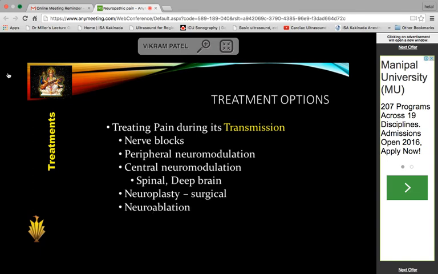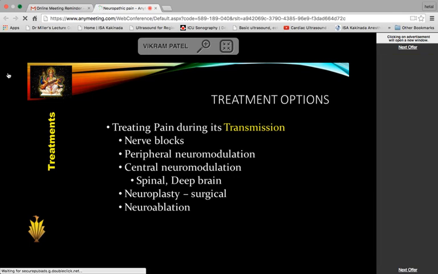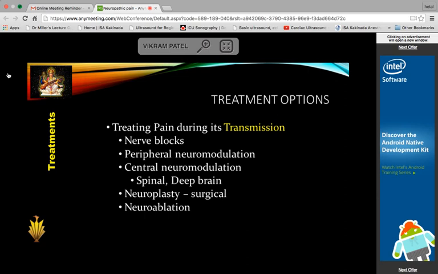Surgical neuroplasty can also be done when the nerve itself is released from the scar tissue. So plasty basically means repair. So if the nerve is encased in fibrous tissue from a scar, that can be removed. But most of the time the scar tissue regenerates and causes the same problems again. So most of the time surgical neuroplasty is not a very good option. And neuroablation, of course, will ablate the nerve that transmits the pain signal.